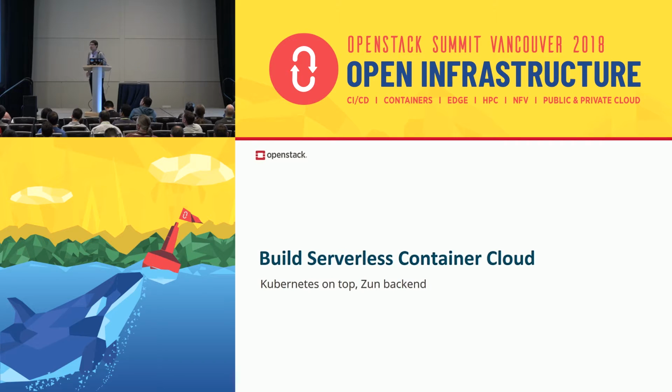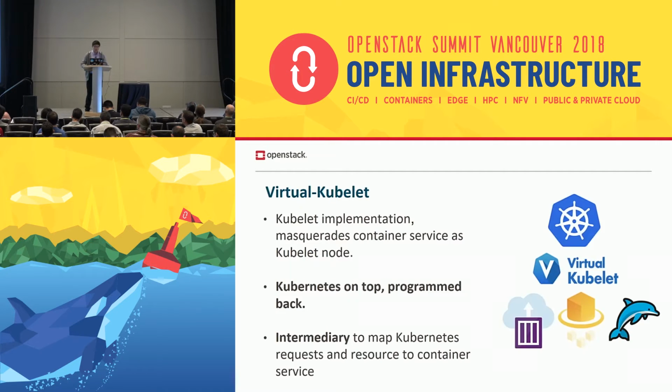So after the whole introduction about the Zun project and the capsule, we will continue to see how to integrate this to make this supported in Kubernetes. We will leverage a project called virtual kubelet. This virtual kubelet is a kubelet implementation. It will masquerade the container services as a kubelet node. So for users, the best practice is Kubernetes on top and whatever backend you want. You could program what you want in the container service and make it a kubelet node. It will be the intermediary to pass the Kubernetes requests and resources to the container service.